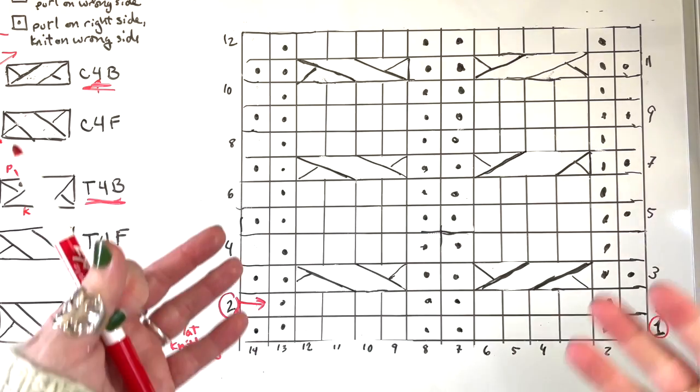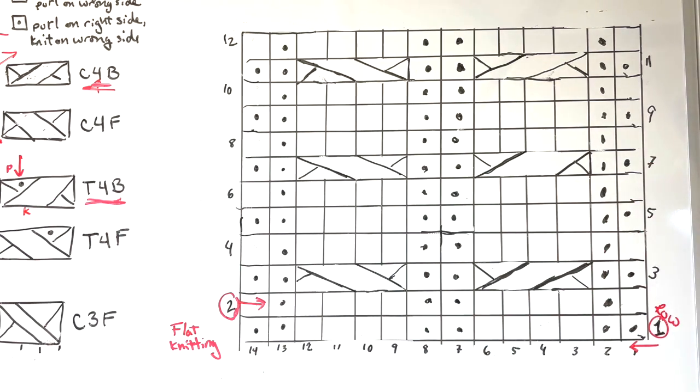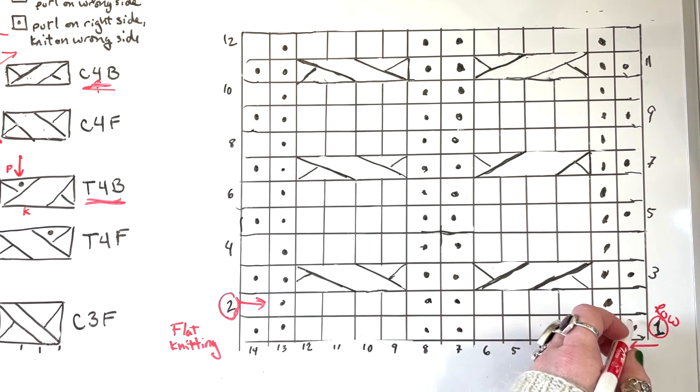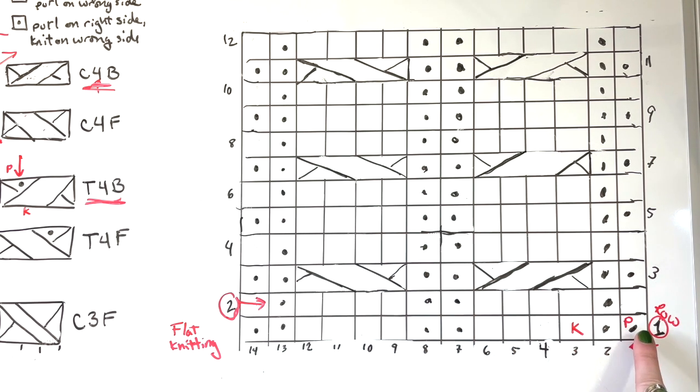And it is also when the right side of the work is facing you that this picture will emerge. And remember, we said over there, a blank square is a knit. So the third stitch of row 1 is a knit. The first 2 stitches, those dots, those mean purls. So I would read this as purl, purl, knit, knit, knit, knit, purl, purl, knit, knit, knit, knit, purl, purl.